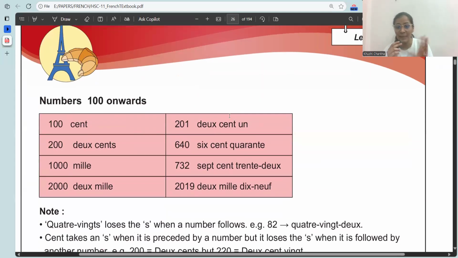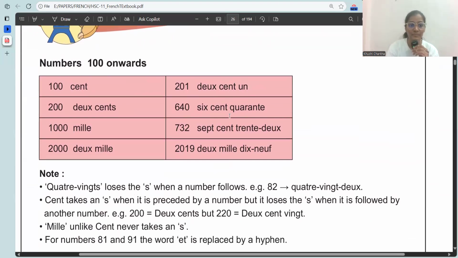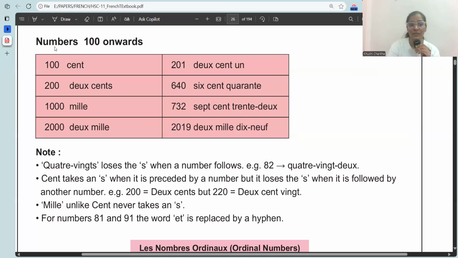I hope this pattern is clear. Observe the pattern, it is very easy once you learn 0 to 20. Now, coming back, 200 is called what? Deux cents. So, S. Then, 1000 is called what? Mille. I am reading this, you have to learn this. Write it down as many times as you want until you learn these words.